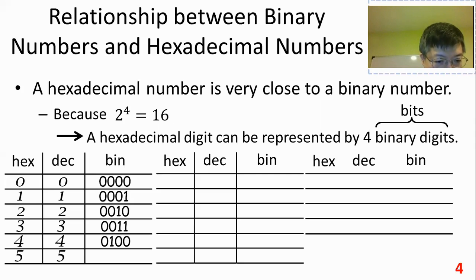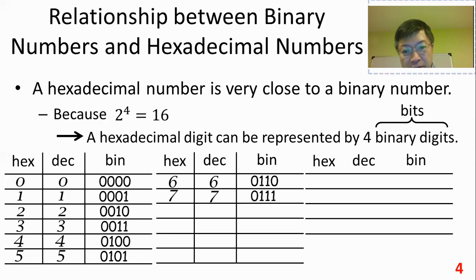Next one, add 1 more to the previous binary number: 0, 1, 0, 1. Next one, add another 1: 0, 1, 1, 0. 7: we add 1 more to the previous binary number: 0, 1, 1, 1. 8: add another 1, this time we have 3 carries, so we have 1, 0, 0, 0. Number 9, add another 1: 1, 0, 0, 1.